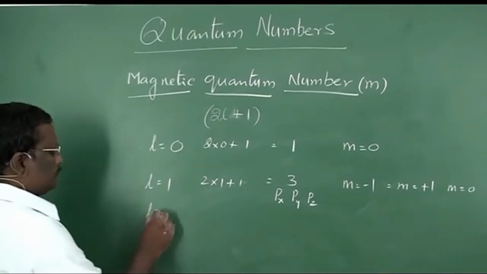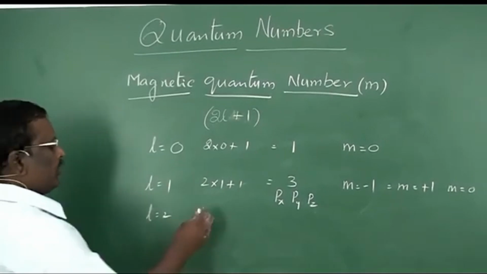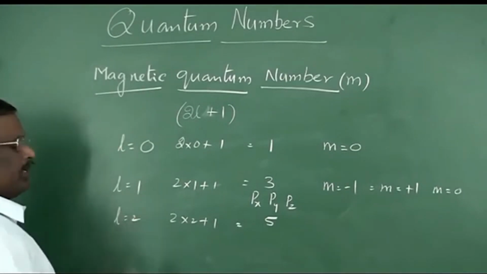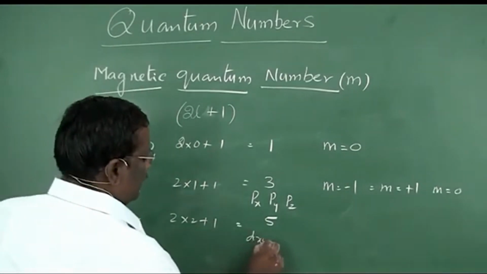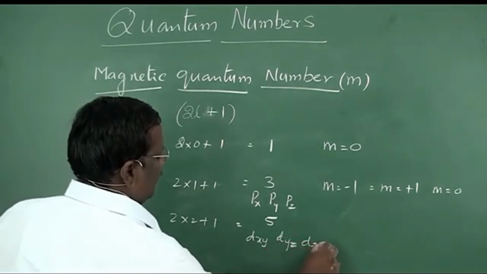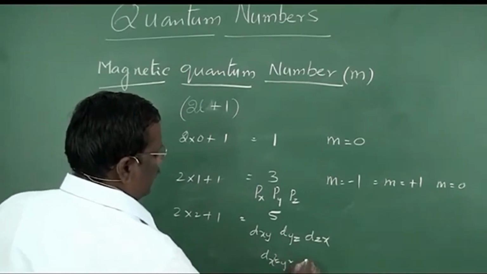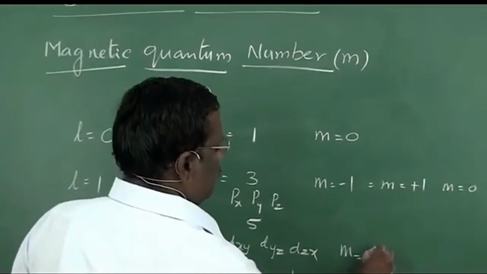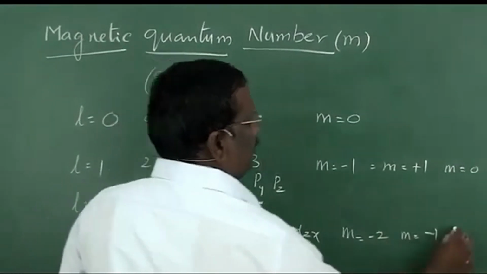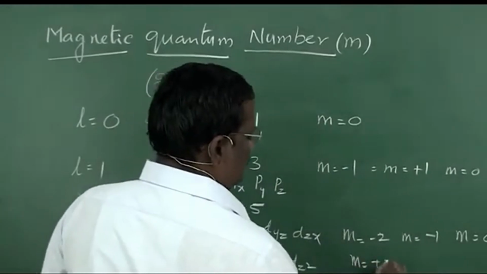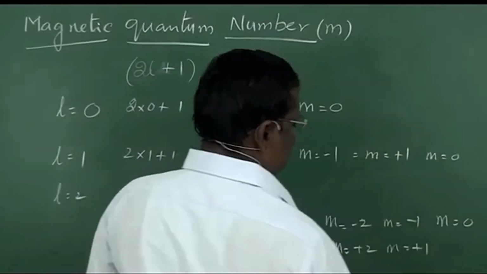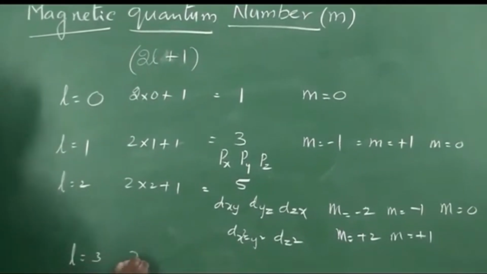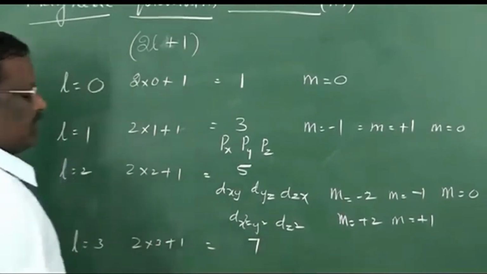If the L value is 2, it will have 2 into 2 plus 1, that is 5 orbitals. That means in the d sub-energy level, you have 5 orbitals. They are dxy, dyz, dzx, dx square minus y square, and dz square. And their m values are m is equal to minus 2, m is equal to minus 1, m is equal to 0, m is equal to plus 1, and m is equal to plus 2. So 5 values are like that. Similarly, if L is equal to 3, we have 2 into 3 plus 1, that is equal to 7 orbitals.